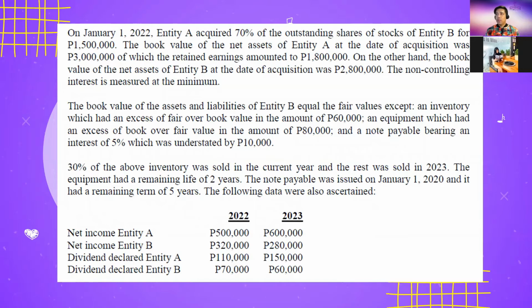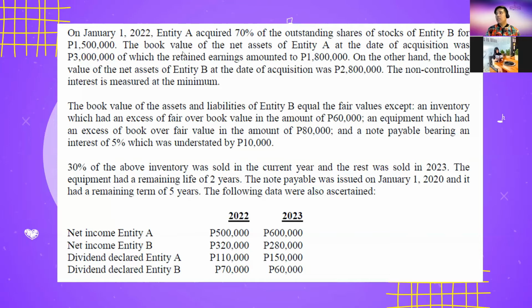On January 1, 2022, Entity A acquired 70% of the outstanding shares of stock of Entity B for 1,500,000. That 1,500,000 is the total consideration. Ito yung binabayad ni Entity A to get 70% of the outstanding shares of stock of Entity B. Okay? The book value of the net assets of Entity A at the date of acquisition. Sino si Entity A ulit? Entity A is the parent. Entity B is the subsidiary.